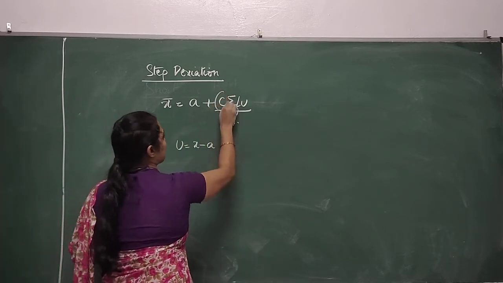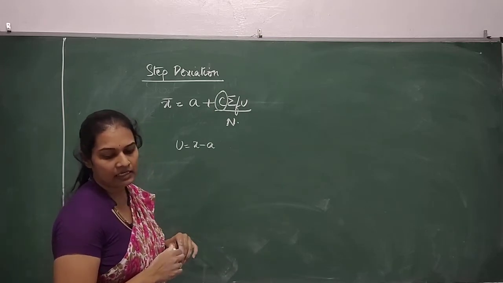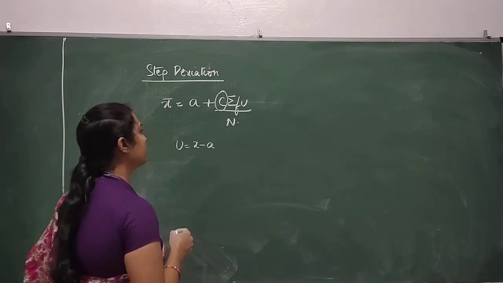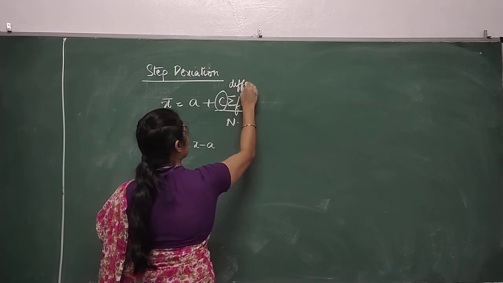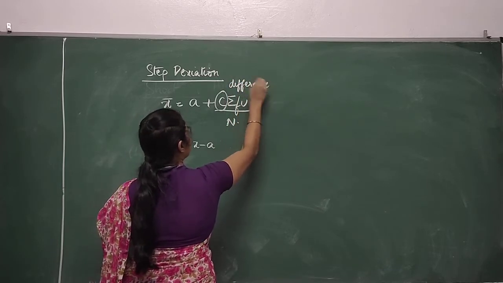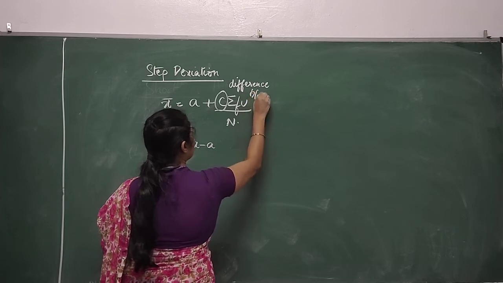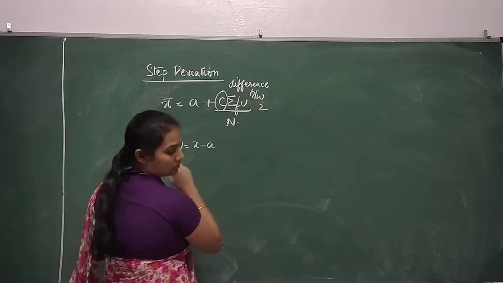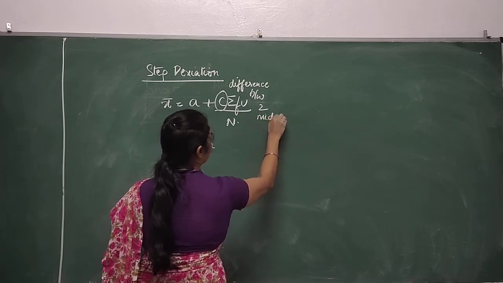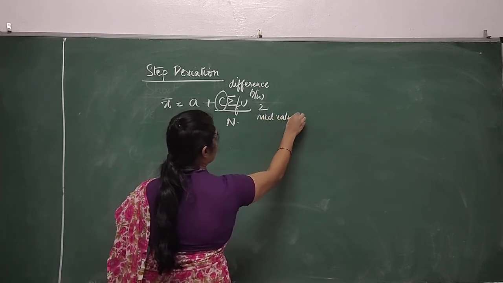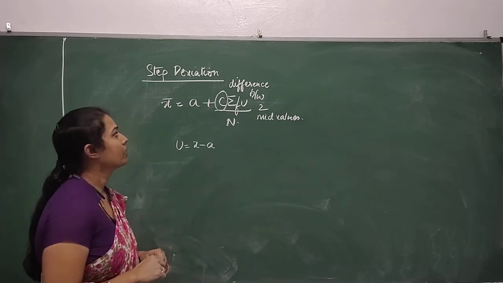Ma'am, what is the c? c is nothing but the difference between two mid values. It is the difference between two mid values. Okay. So this is your formula.